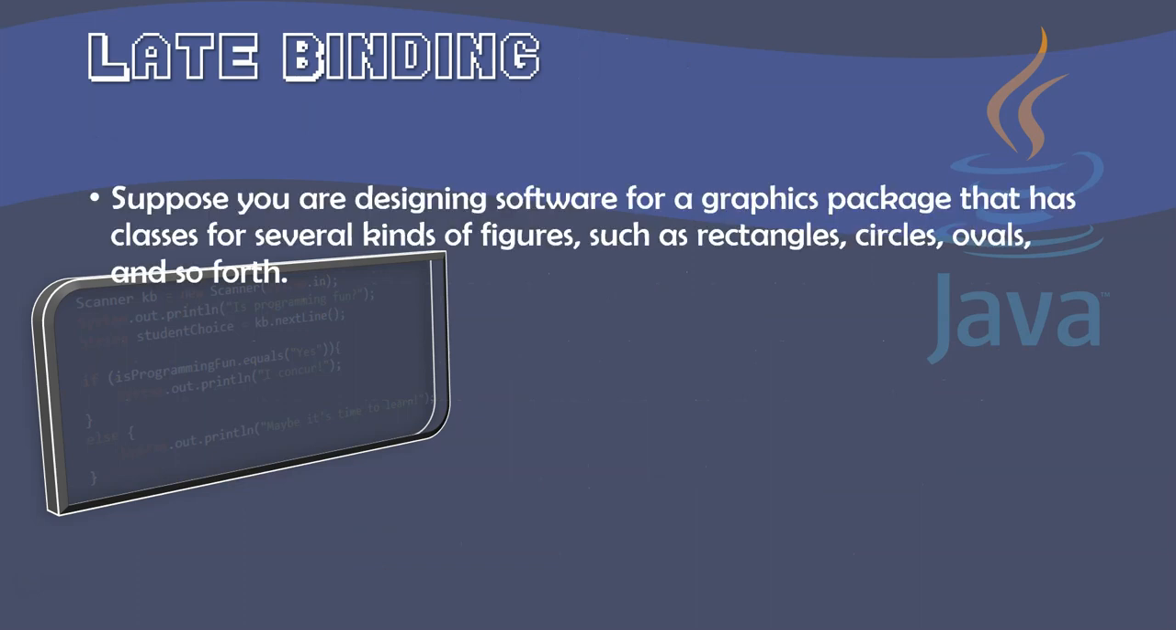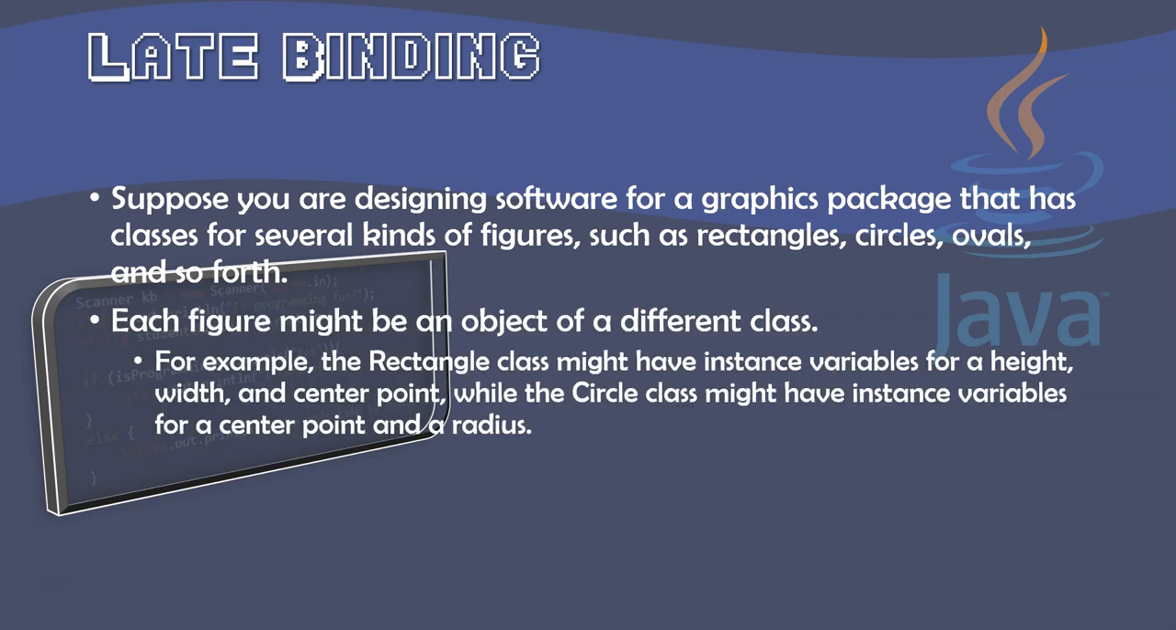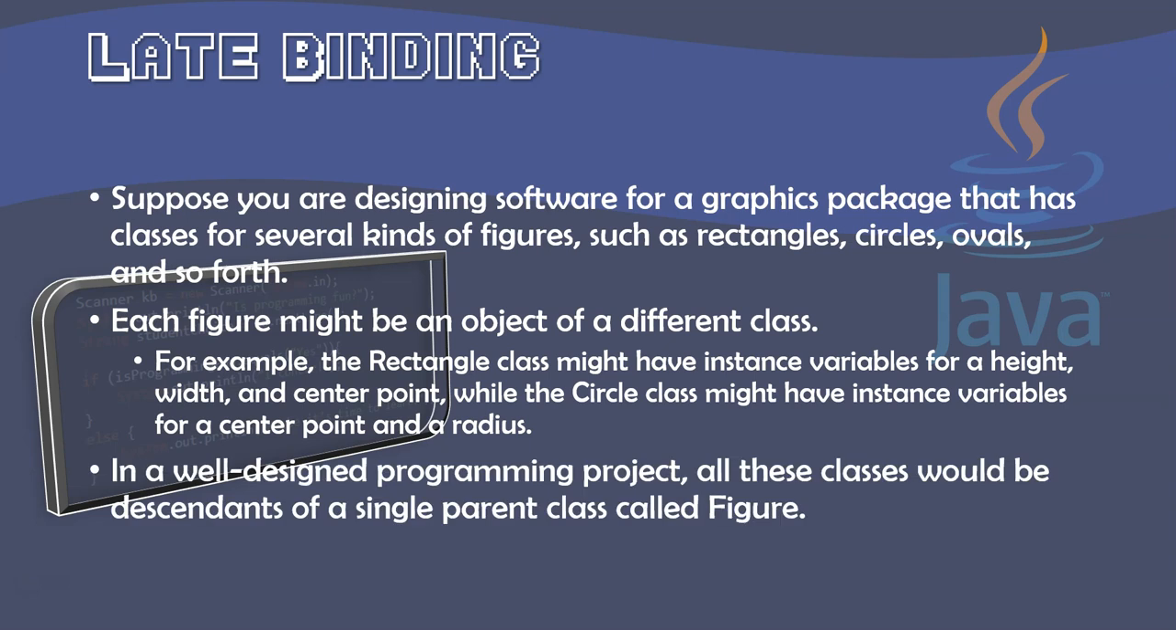So when we talk about late binding, let's say we're designing software for a graphics package that includes several different kinds of geometric figures. Let's say rectangles, circles, ovals, and so on and so forth. Each figure might be an object of a different class. For example, we might have a rectangle class, which has instance variables for height, width, and maybe a center, because maybe we're going to graph it. And a circle class might just have instance variables for a center and a radius. If we had a well-designed programming project, all these classes could be descendants of a single parent class, let's say called Figure. You could, of course, call it Shape or whatever you want, but it doesn't really matter for our example.